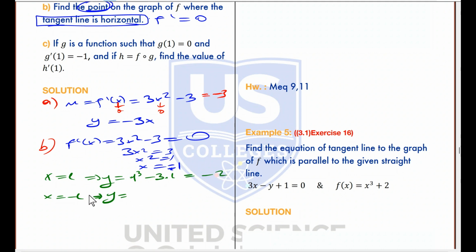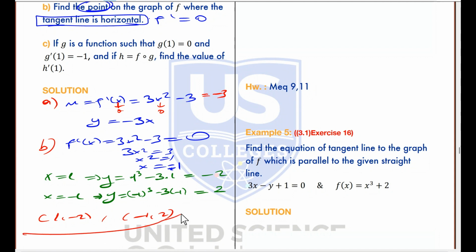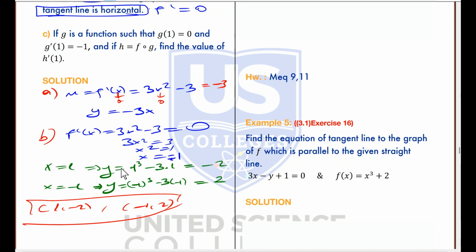The second point: -1 cubed minus 3 times -1. So here I have -1 plus 3, which is 2, right? So it's an odd function. You can say by changing the sign of x, you'll also change the sign of y. So our points are (1, -2) and (-1, 2). Okay, those are the points that make the tangent line horizontal. Okay, I got the second part.